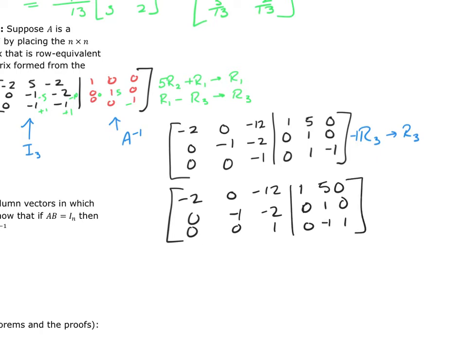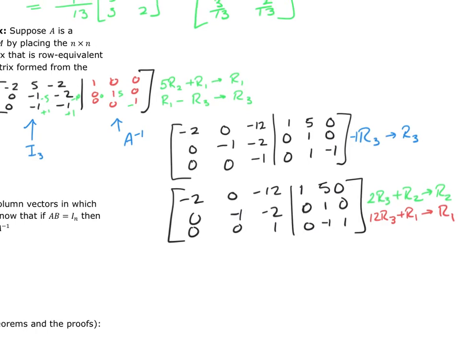All right, now that I have eliminated that negative, let's go ahead and use row 3. I'm going to take 2 times row 3, add that to row 2, and put that answer back into row 2. Simultaneously, I'm going to do 12 times row 3, add that to row 1, and put that back into row 1.